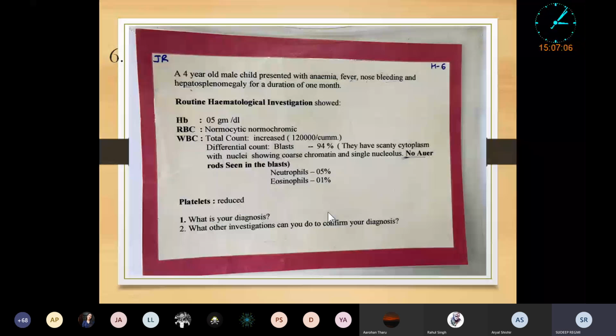So bone marrow biopsy. Okay, bone marrow examination you will do. In bone marrow examination, you will have both aspiration and biopsy. Okay. What else, if you know? Just know the name.